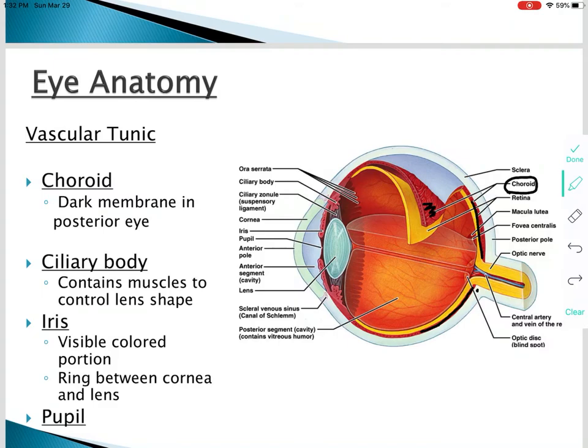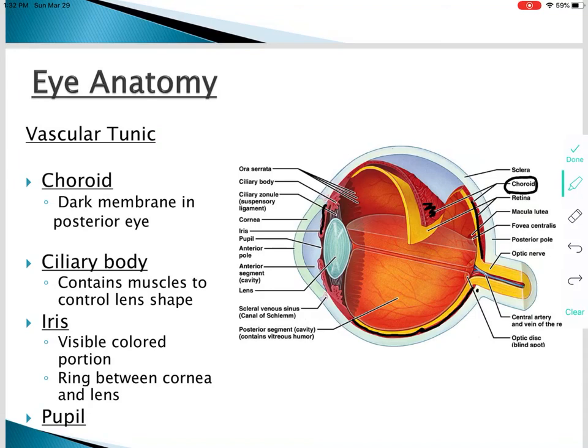In the cow eye, it tends to be a darker black or darker blue. Here it's shown as darker red. No matter if it's a human or a cow, it's a darker pigmented layer, the choroid. It goes all the way around until we get to the front of the eye, right? As we get towards the front of the eye, in the middle layer of the eye, we have some specialized structures. So let's start with the iris.